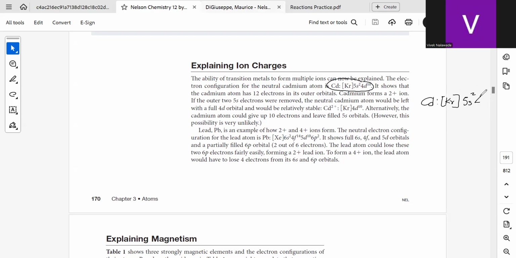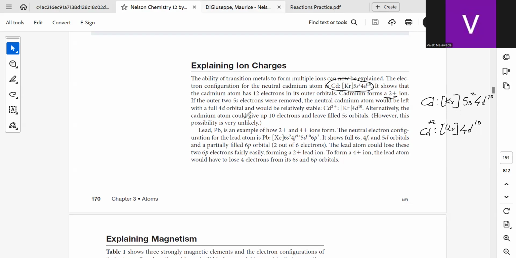Now cadmium forms a 2 plus ion, correct? So to form the 2 plus ion, it gives out the 2 outermost electrons.